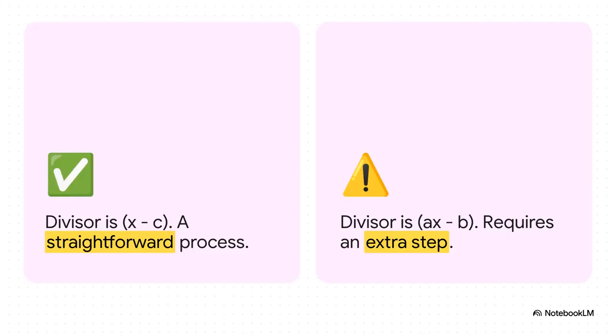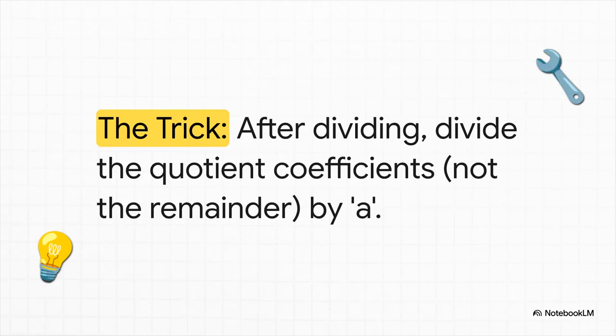Okay, remember that messy problem I mentioned? What happens when our divisor looks something like, say, 3x plus 1, where that leading coefficient isn't a 1? Well, our standard process just needs a tiny little adjustment. And here is the trick. It's so cool. You still do synthetic division just like normal, using the root of the divisor. But when you get your result, there's one extra step at the very end.